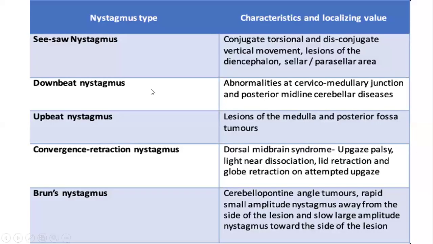Here, other types of nystagmus, like the seesaw nystagmus, the downbeat, upbeat, convergence retraction syndrome, Bruns nystagmus, everyone with the lesions that cause that type of nystagmus. Most importantly, the downbeat nystagmus is usually a problem in the cervico-medullary junction or the Arnold-Chiari malformation. Also convergence retraction syndrome, dorsal midbrain syndrome, and Bruns nystagmus, the cerebellopontine angle tumors.